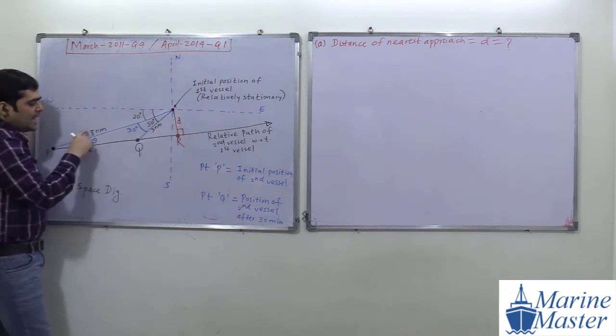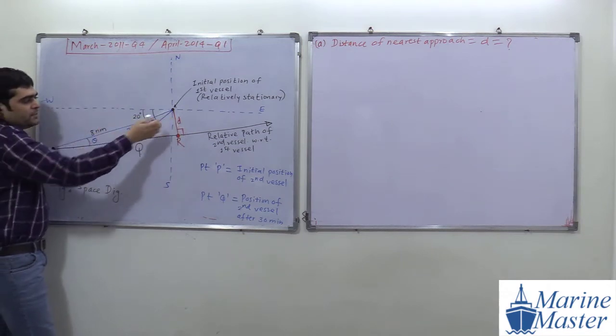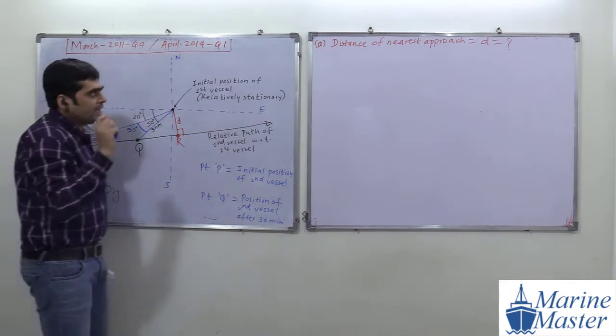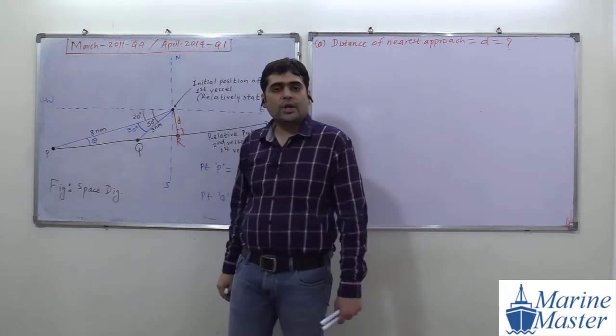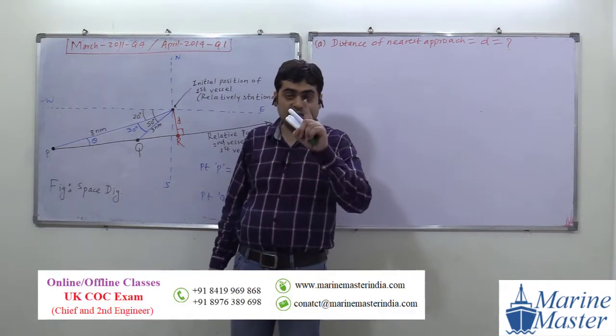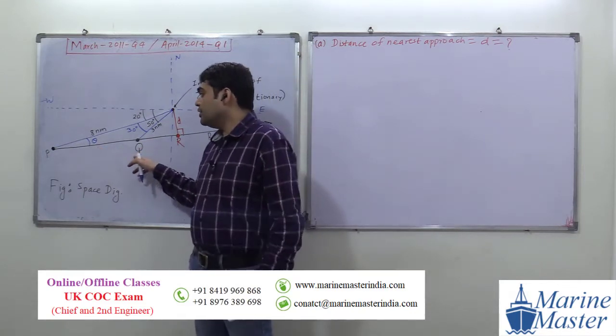Opposite is D and hypotenuse is 8 nautical miles. Try to see the scenario. If we need the distance of nearest approach, what do we need? We need the value of theta. And for getting theta, first of all, we are going to find out PQ. See the scenario here, because for getting this theta, we should have the value of PQ.